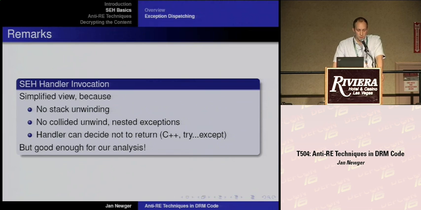Okay. This view was pretty much simplified, but it's sufficient for our analysis because we don't need concepts like stack unwinding, nested unwinds, and so on. And important to note, a handler can also decide not to return. For example, in C++, it's pretty common that the context is actually not modified.